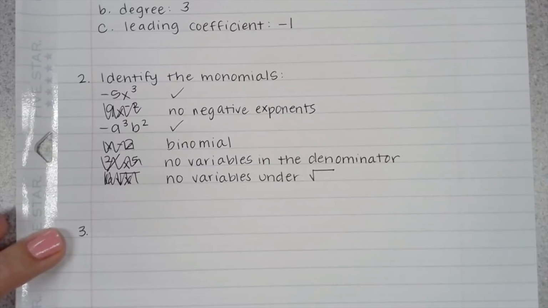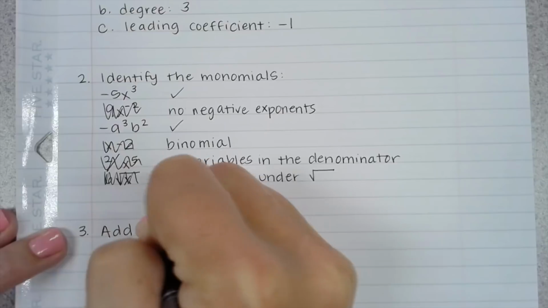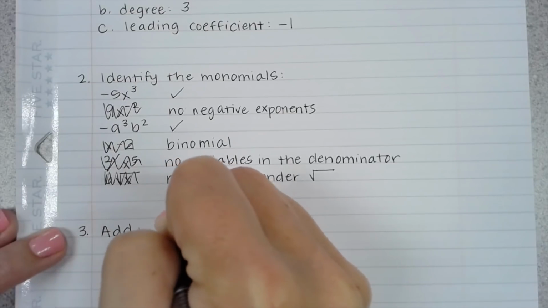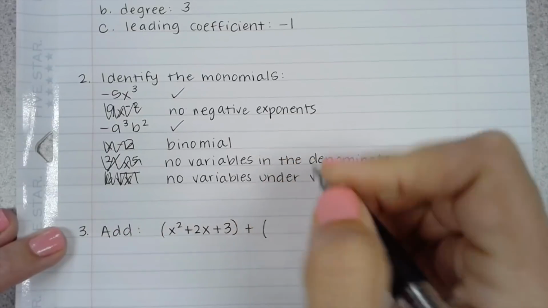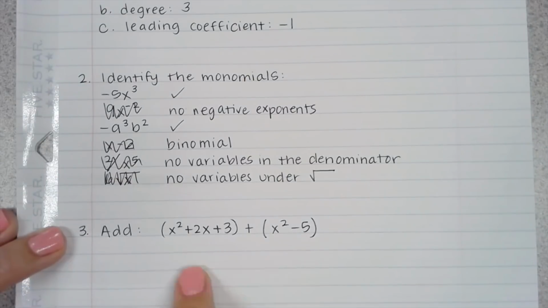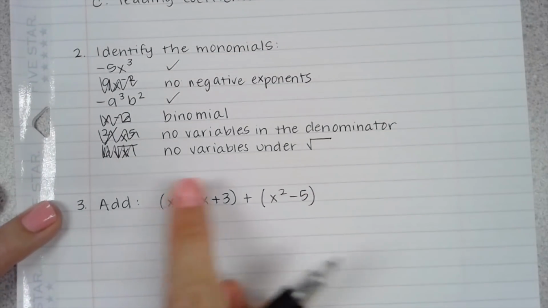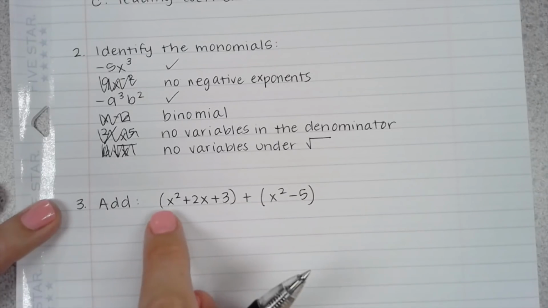Question number 3 asks us to add the polynomials. And so let's see, x to the second plus 2x plus 3. Notice the very important plus sign that's in between these 2 parentheses. Many students, when they're doing this question, start foiling because you see the parentheses and you think that parentheses means multiplication, but be careful.